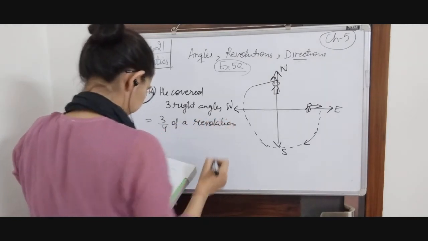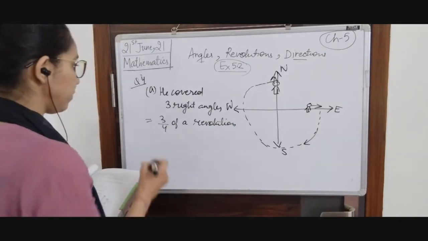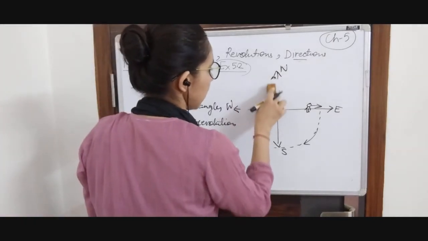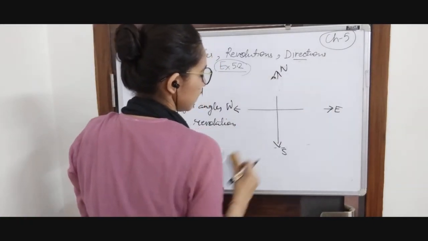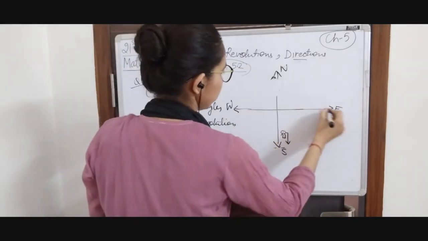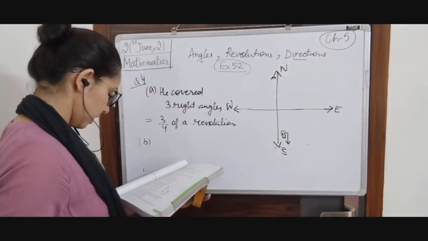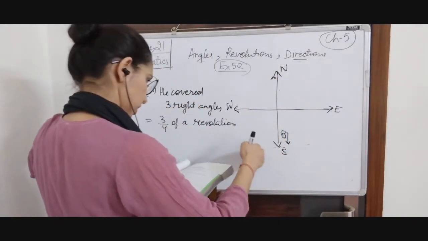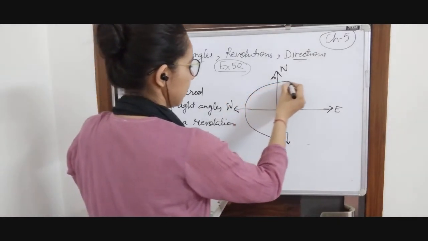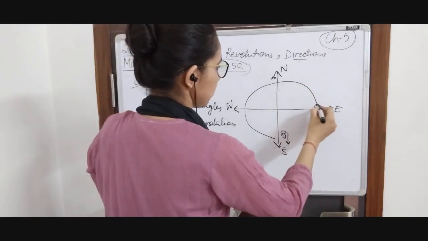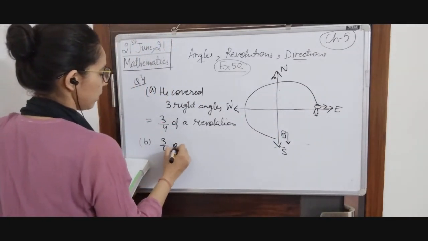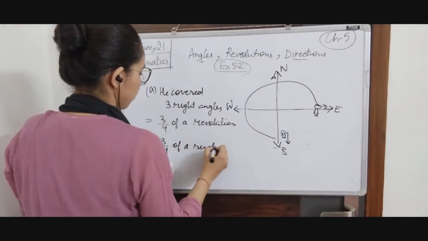Okay. Next, B part is he started from south. So the person is now standing facing south direction. So person is facing this direction, standing here. He is making a path towards clockwise direction, and he is now facing east. So he must be standing here. So how much he covered? 3/4 of revolution as in the first part.